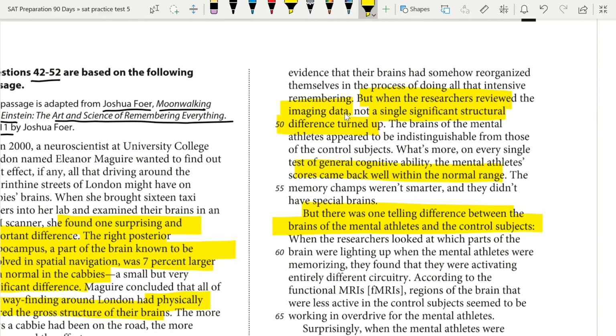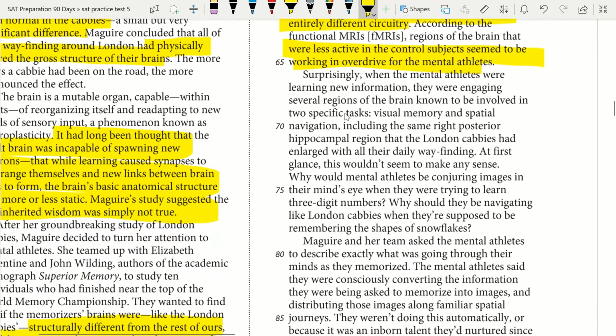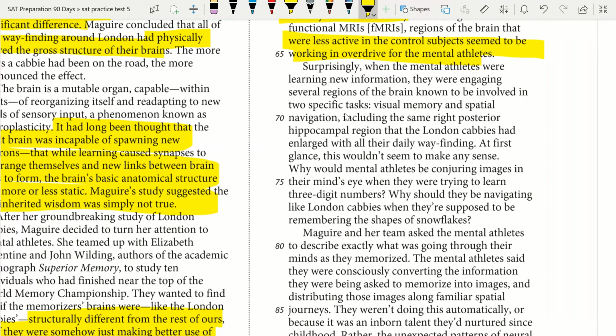When the researchers looked at which parts of the brain were lighting up when the mental athletes were memorizing, they found that they were activating entirely different circuitry. According to the functional MRIs, regions of the brain that were less active in the control subjects seemed to be working in overdrive for the mental athletes. Surprisingly, when the mental athletes were learning new information, they were engaging several regions of the brain known to be involved in 2 specific tasks: visual memory and spatial navigation, including the same right posterior hippocampal region that the London cabbies had enlarged with all their daily wayfinding.